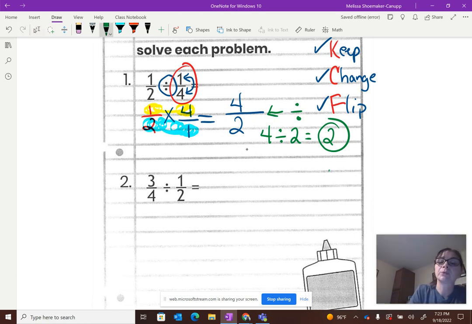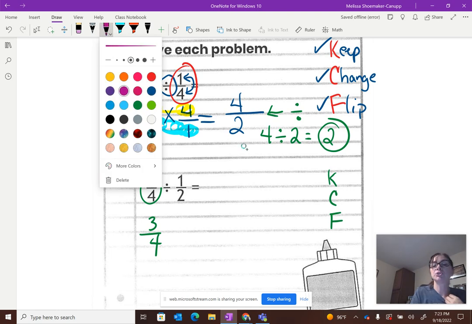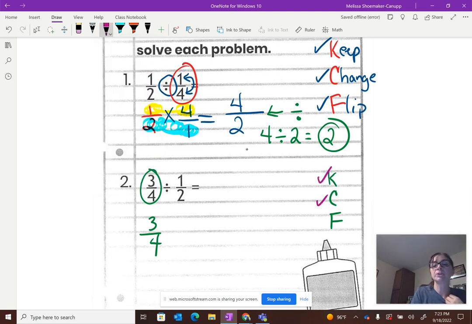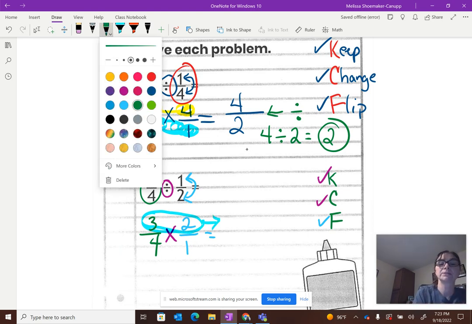So here we go. We're going to start with our keep, change, flip again. So 3/4, I'm going to keep it. Now I'm going to change division to multiply. And then I'm going to flip. I flip 1/2 to 2 over 1. Okay, now we want to keep the 1 because that gives me something to multiply with. So I have 3 times 2. I'm multiplying straight across. 3 times 2 is 6.